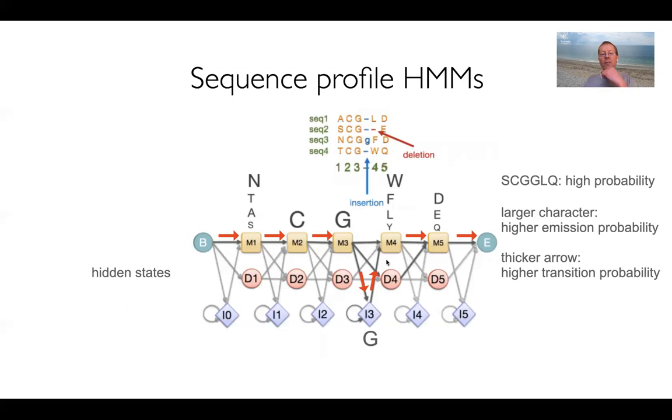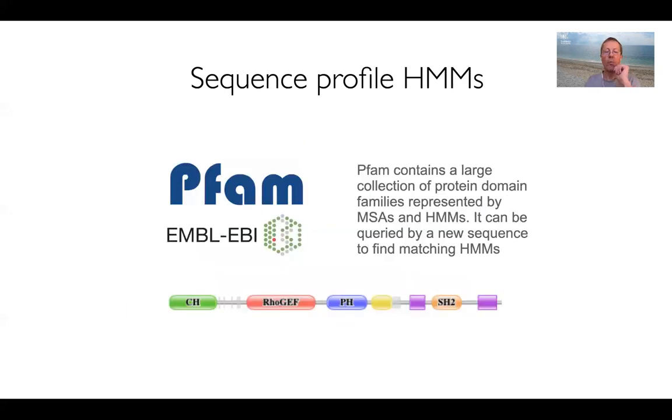So it turns out that HMMs are even more sensitive than sequence profiles, mainly because they treat insertions and deletions separately and in a more sensitive way than the sequence profiles do. So HMMs have become very useful and very much used. For instance, there is a heavily used database called PFAM that contains a large collection of protein domain families represented first of all by multiple sequence alignments and then the corresponding HMMs.